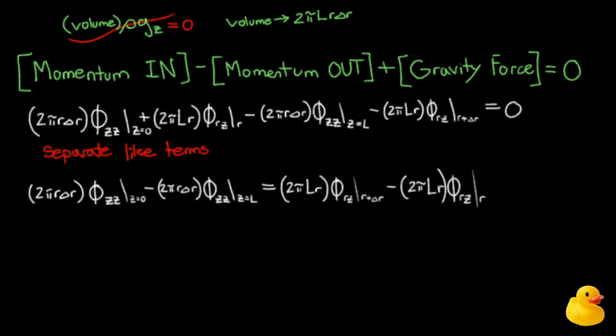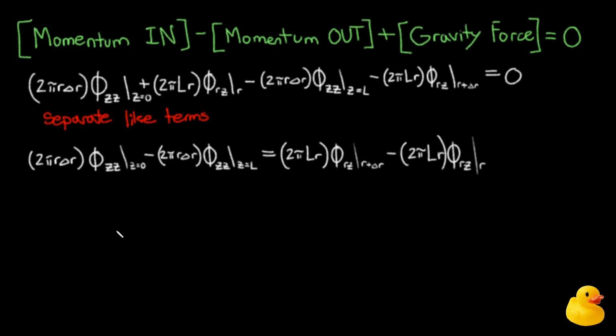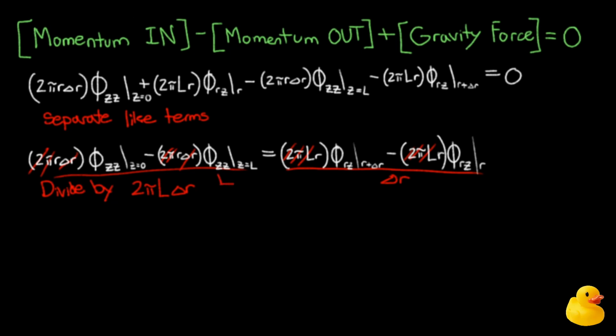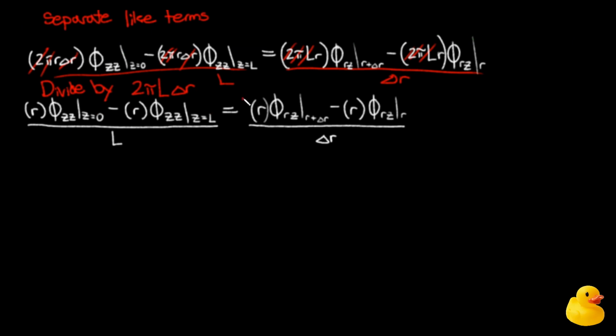So here we are. And now the next step would be to divide both sides by 2 pi L delta R. So let's do that. Divide by 2 pi L delta R. If we do that, this term will go away, this term will go away, this will go away, and then this will be all over delta R, and then this whole thing is just going to be over L.